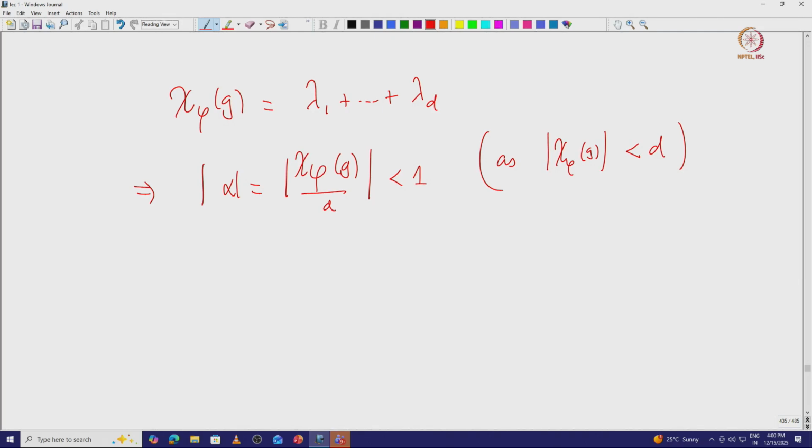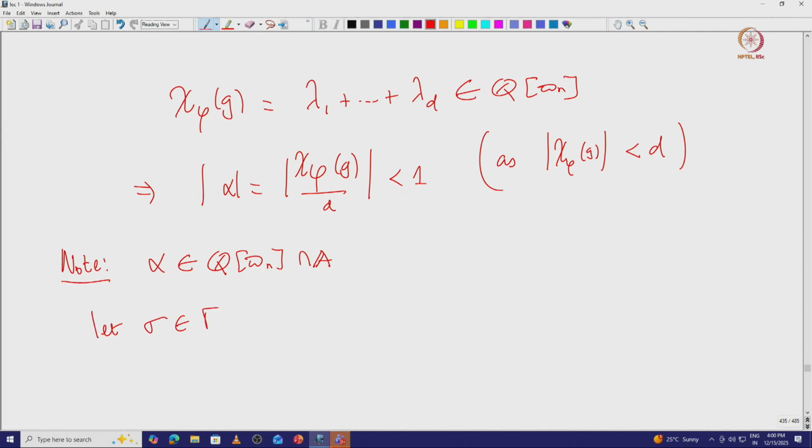So, first to note that alpha already belongs to the extension Q(omega_n) intersection A. Why? Alpha is nothing but the sum of nth roots of unity divided by d, and this element is already in the extension, because all the nth roots of unity are going to be there in this extension. So, that should imply that alpha is there in this intersection. Now let sigma be an element of Gamma.